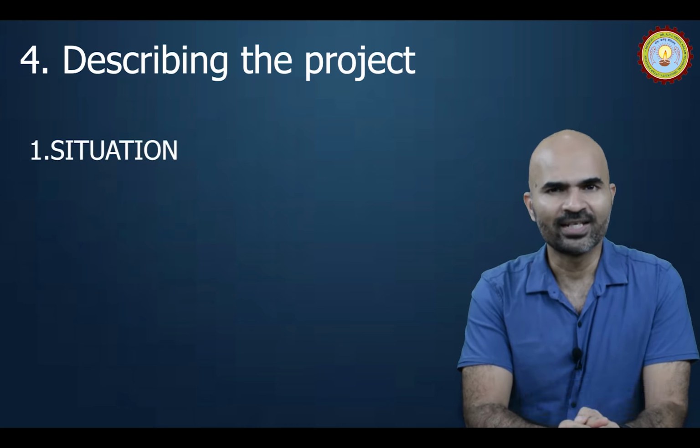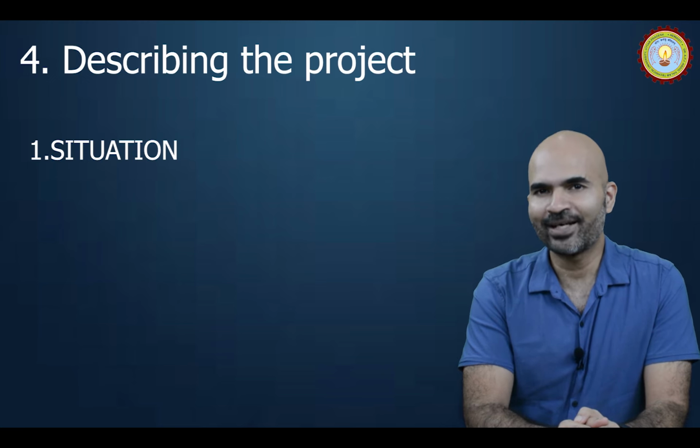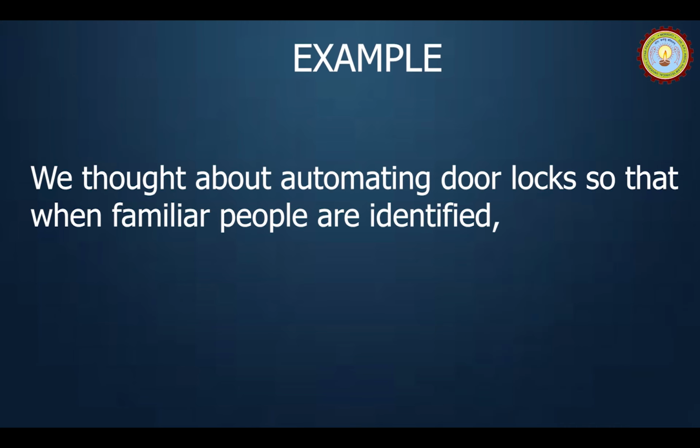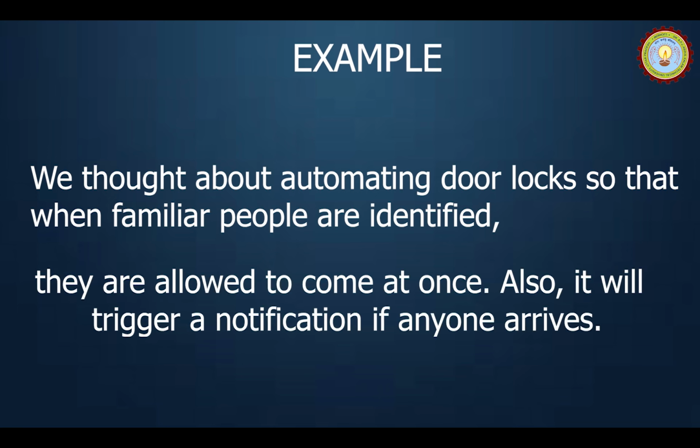Number 1, situation. Set the stage for the story by sharing context around the situation or challenge you face. Share any relevant details. For example, we thought about automating door locks so that when familiar people are identified, they are allowed to come in at once. Also, it will trigger a notification if anyone arrives.